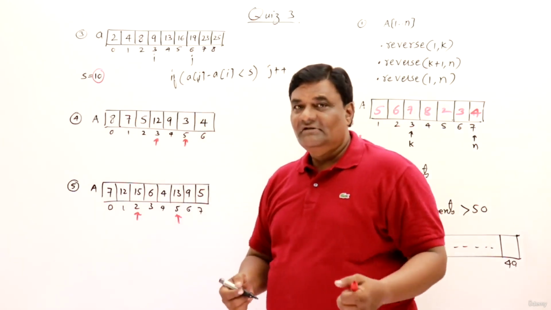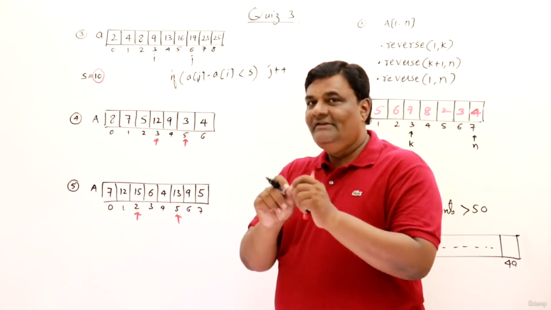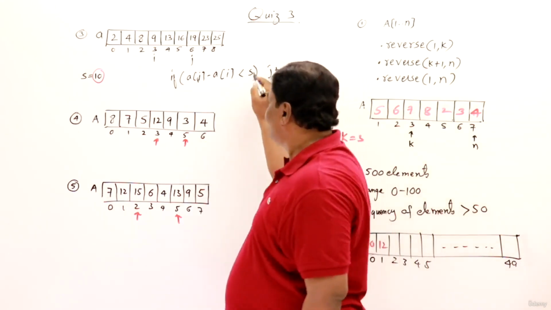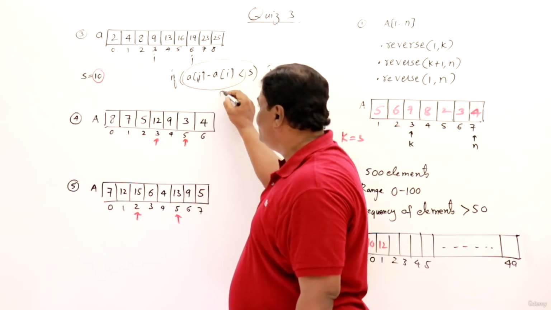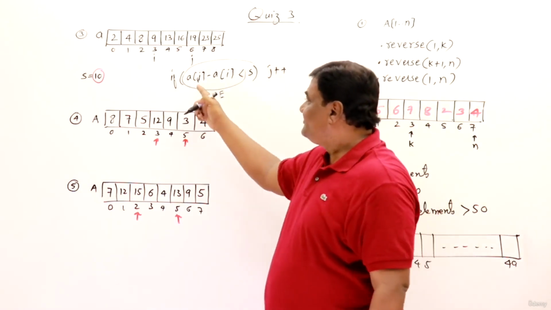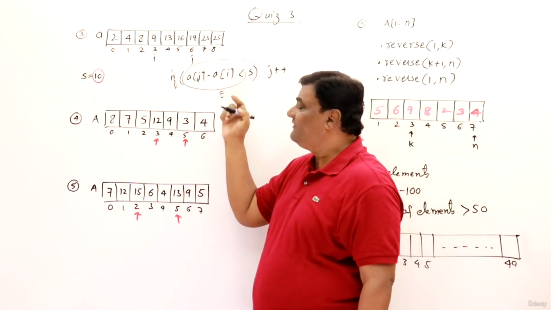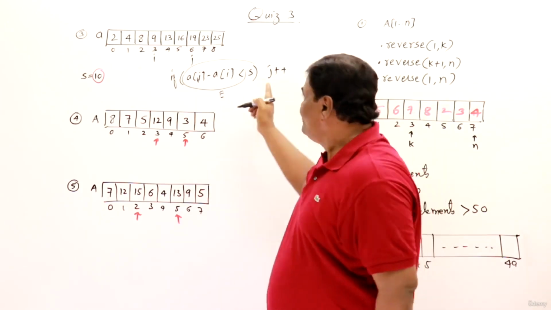So in the question, the code is given. In that I have asked what should be the condition for this one. Here I have given as E, and what should be there? So it should be: if a[j] minus a[i] is less than s, then move j plus plus.